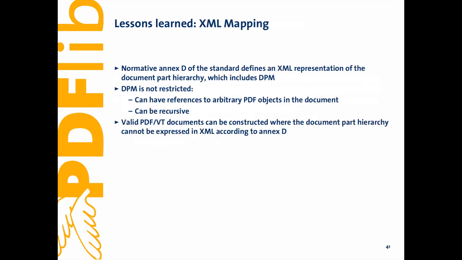Then a few words about Annex D, which defines a mapping of the document part tree hierarchy of a PDF/VT document to an XML representation. And we talked about DPM, which is not restricted. It can have references to arbitrary PDF objects in the document, not just inside the DPM. It's not self-contained, and it could even be recursive. So that's not forbidden by the standard.